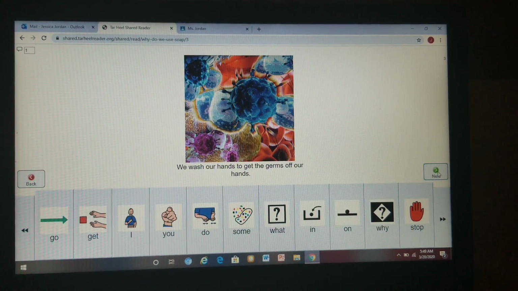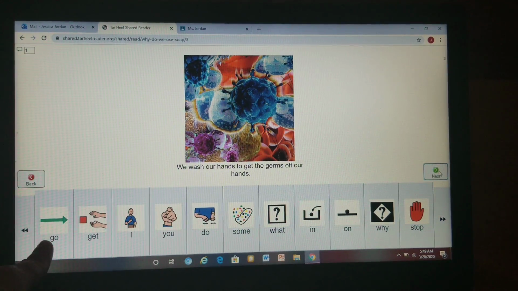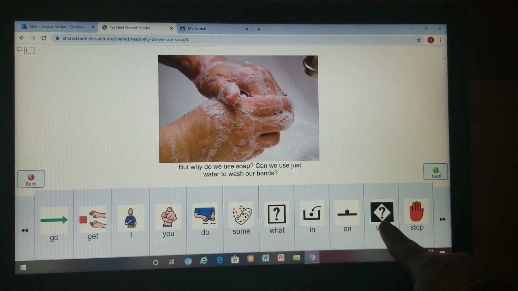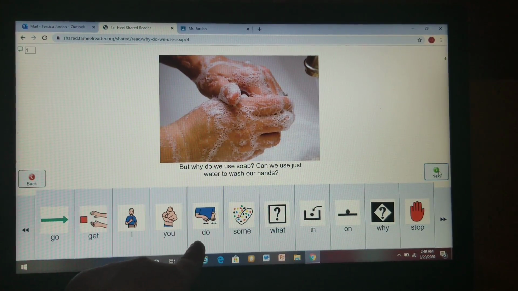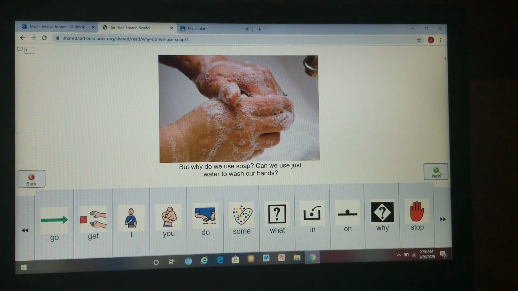We wash our hands to get the germs off our hands. We want the germs to go away. So we wash our hands. But why do we use soap? Can we just use water to wash our hands?